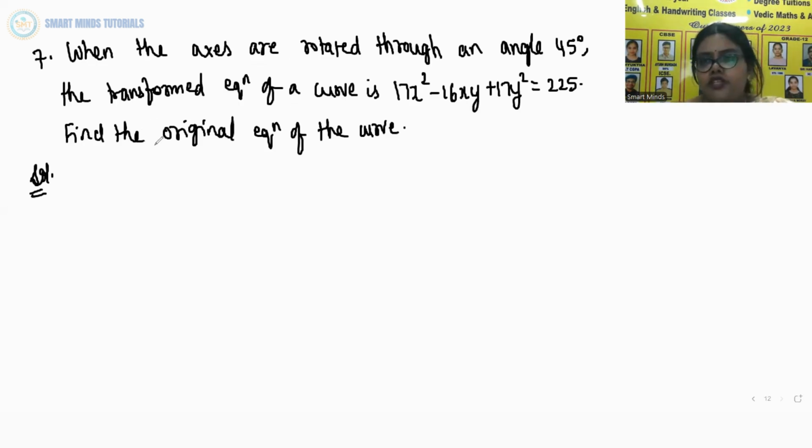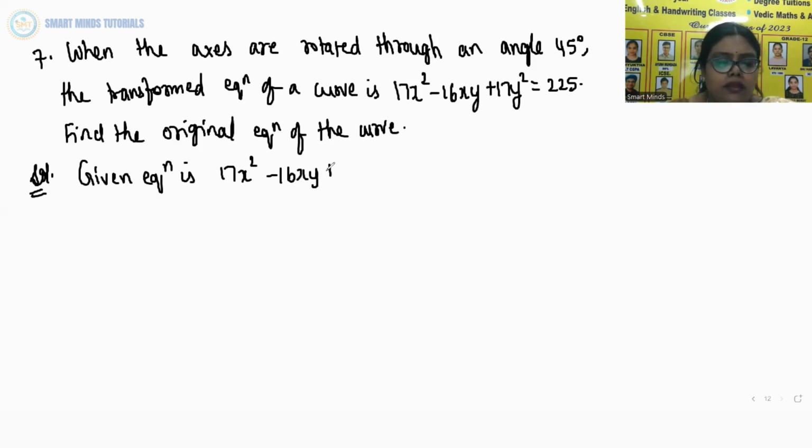Now take the next question. When the axes are rotated through an angle 45 degrees, the transformed equation of a curve is given. We need to find out the original equation of the curve. Okay. So first let us write down the given equation. The given equation is 17x square minus 6xy plus 17y square is equal to 225. Let's say this is equation number 1.